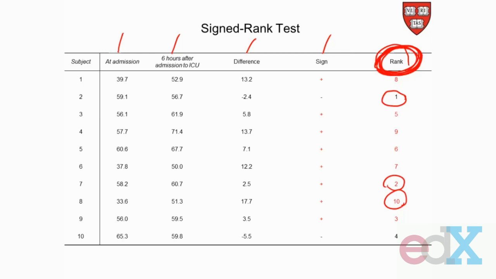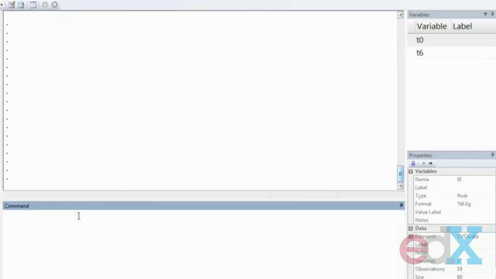Now again, we don't want to calculate this by hand every time. That's why we have Stata. So let's go to Stata right now. The syntax for the signed rank test is again very simple. It's just signrank, one word. So type in the following command: signrank T6 = T0.